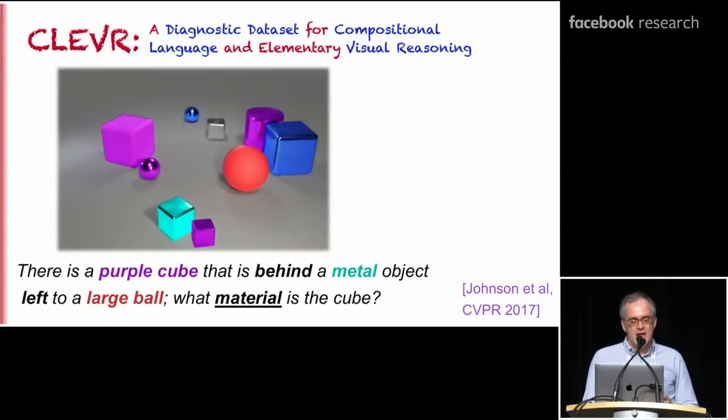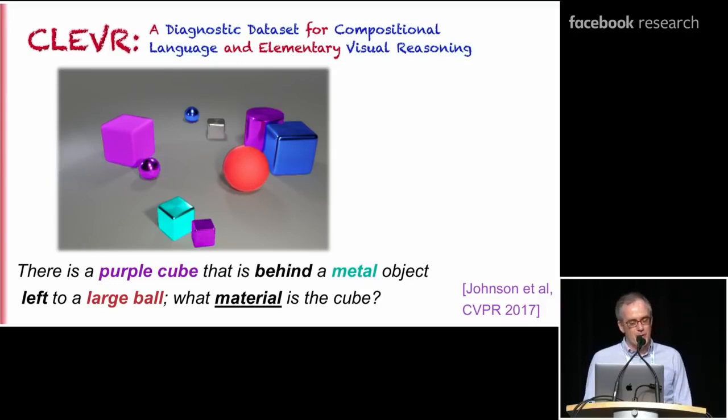Okay, so the task that I'm going to be looking at today as a concrete task is this CLEVR dataset. It's an artificial visual question answering dataset that was made by Justin Johnson while he was interning at Facebook AI Research. So here's an example of an image and a question. There is a purple cube that's behind a metal object left to a large ball. What material is the cube? These questions are complex, compositional questions which are custom designed to be good places to see whether you can understand and reason.